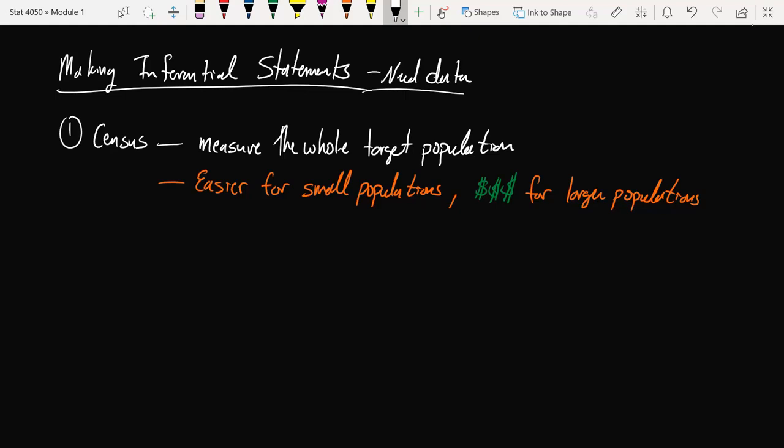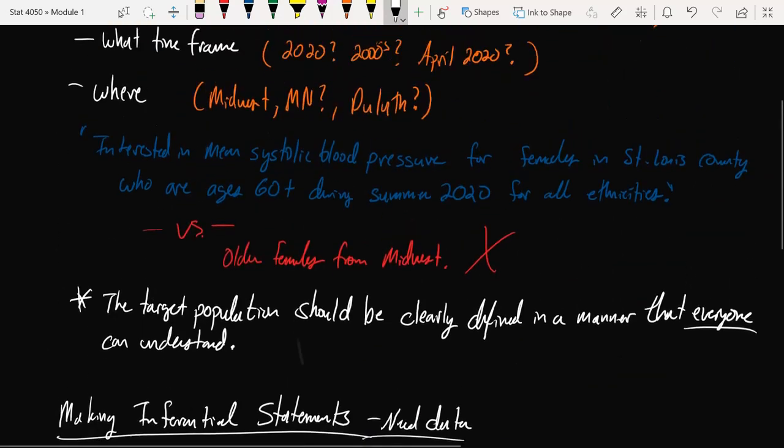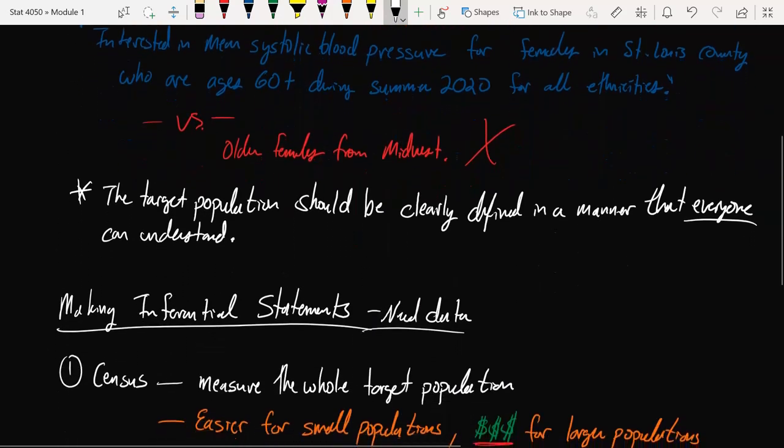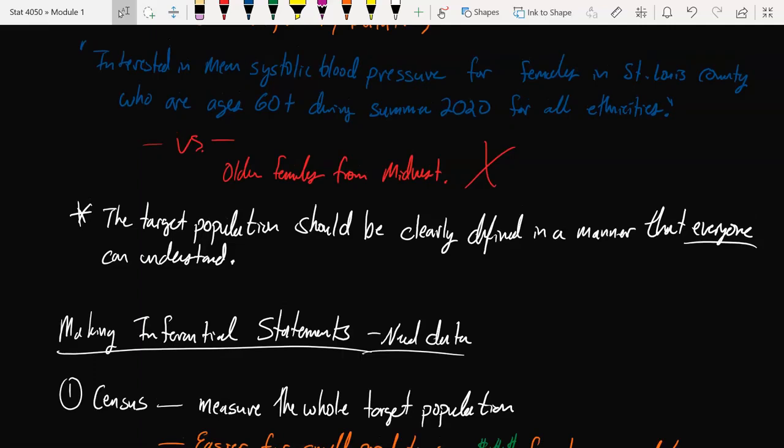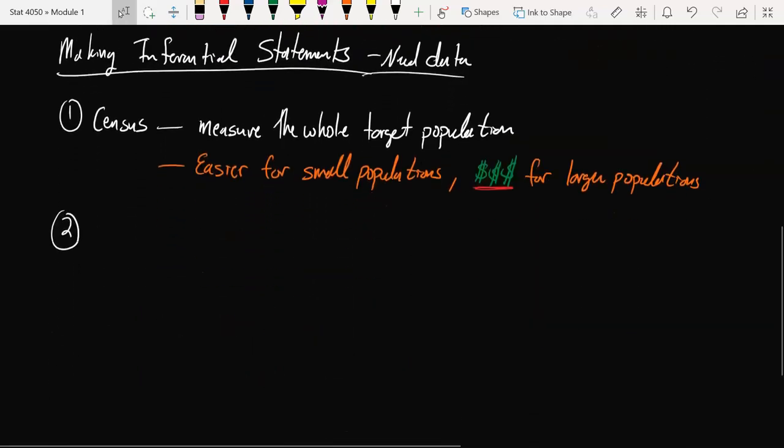That's great. If you're doing a census, then making statements on your target population, the statistics portion of it is actually quite simple. If you want mean blood pressure and you have a census for your target population, you just add up the total and divide by the total size of the population, right? Not a lot of variability there. So, dealing with this idea that it's extremely expensive for larger populations, say systolic blood pressure of females in St. Louis County, ages 60 plus during summer 2020, it's possible to do a census in terms of feasibility, but in terms of budget, maybe the budget's not there to get the manpower to do that. So how can you do this in a cheaper way?